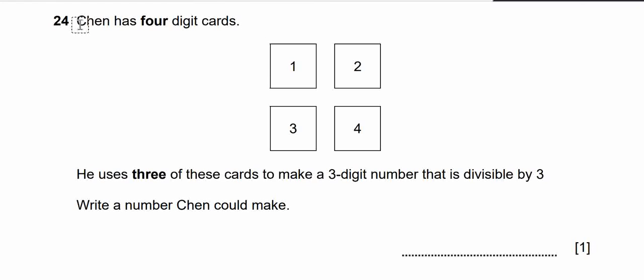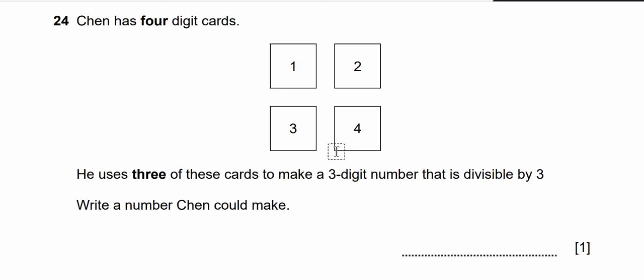Next, there you go. We are now in question 24. Chan has four digit cards: 1, 2, 3, 4. He uses 3 of these cards to make a 3-digit number that is divisible by 3. What is the smallest number that Chan could make that is divisible by 3? Remember, 10 seconds. 10, 9, 8, 7, 6, 5, 4, 3, 2, 1.